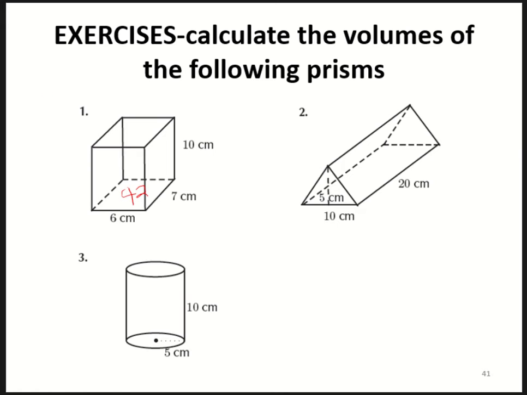Now for you to find the volume here, your volume will simply be that 42, but you're going to multiply it by how much? You will just multiply it by 10. What is 42 times 10? It'll give you 420. And that will simply be the volume of the first one.